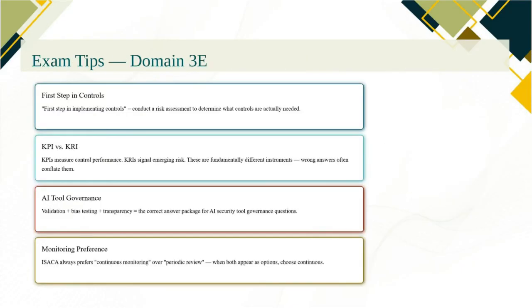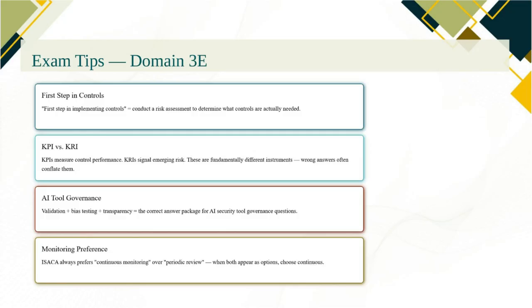Let me close Domain 3 with the exam tips that matter most. When a question asks, first step in implementing controls, the answer is risk assessment. You need to know what controls are needed before you select them. KPIs versus KRIs. KPIs measure backward performance. KRIs signal forward risk.